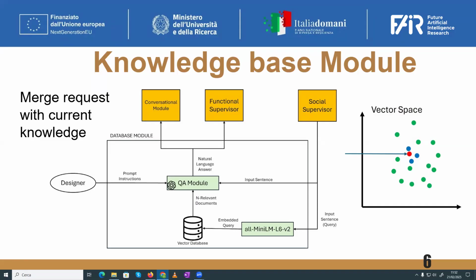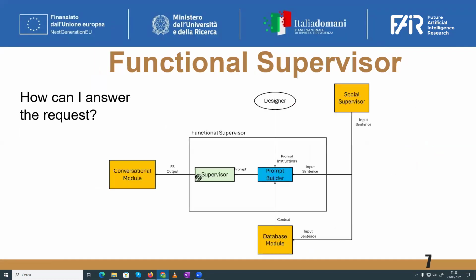And during the runtime, by using retrieval augmented generation, we can vectorize also the input sentence of the user to extract the most relevant documents, and then another large language model, here called the question answering module, will summarize these documents by extracting the most relevant information. And this information will be used by the functional supervisor that will reason about the safety of the request depending on the context.